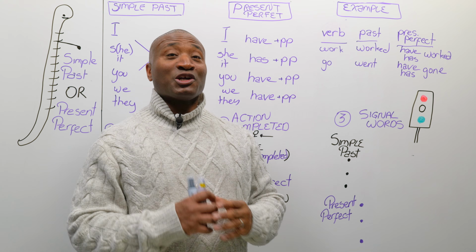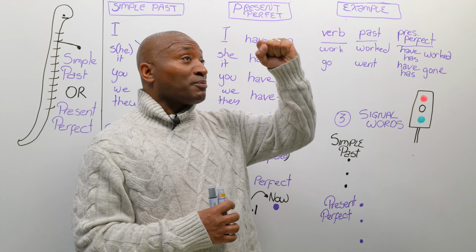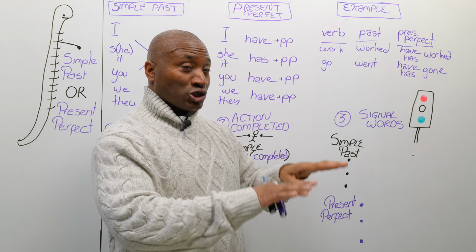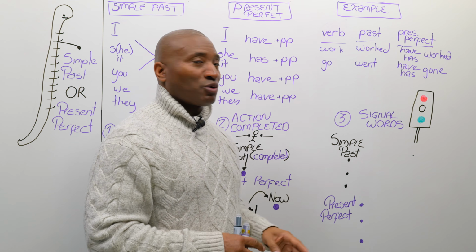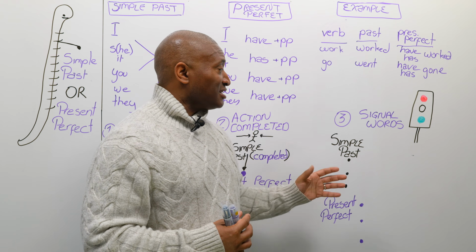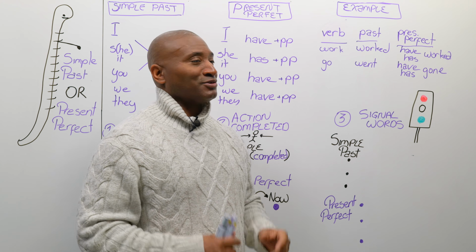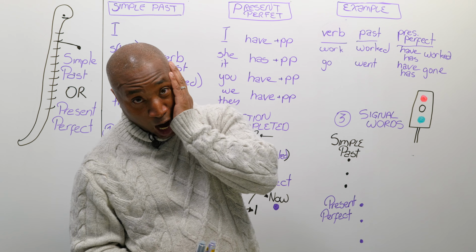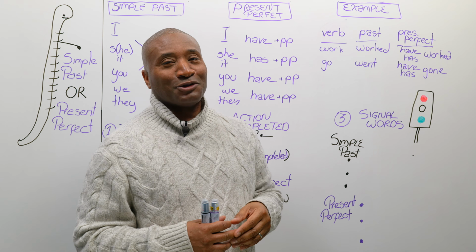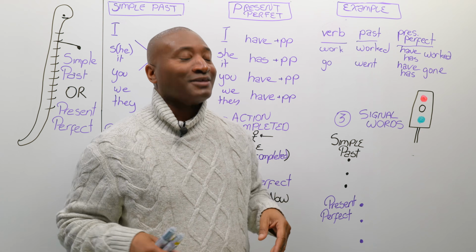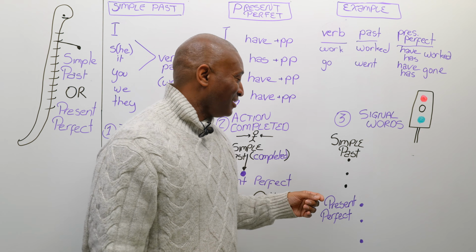Signal words, just like a traffic light, will tell you to stop or go or be cautious. We have some signal words that we can use that tells us that we are dealing with the simple past, and we know, simple past. Oh, that's from Home Alone if you don't know that movie.